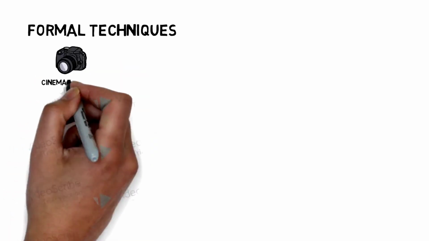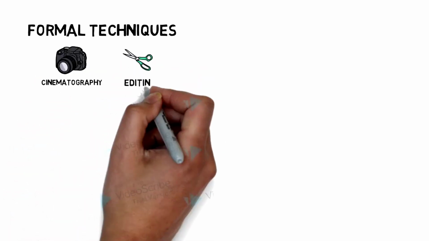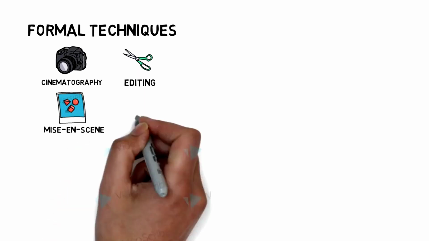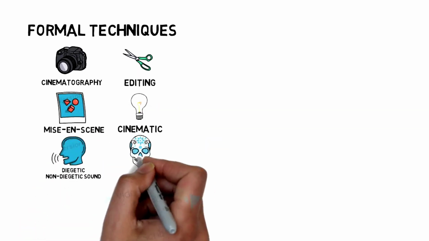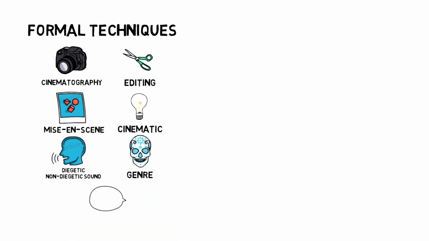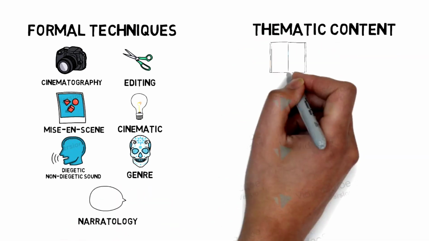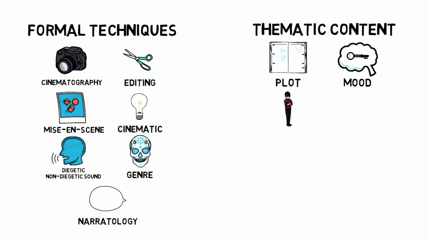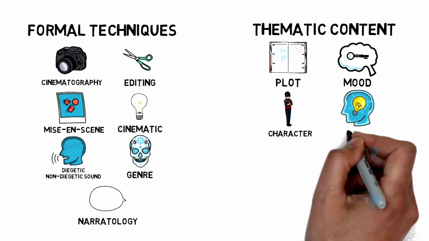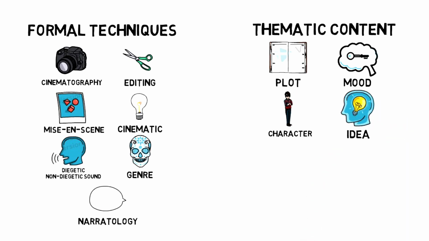When you focus on formal techniques, you have to consider how well the cinematography, editing, mise-en-scene, lighting, diegetic and non-diegetic sound, genre, or narratology are used. Meanwhile, in the thematic contents, you have to focus on how the film resonates with issues, history, gender, the environment, the plot, the emotional effect or mood, character, style, or structure.